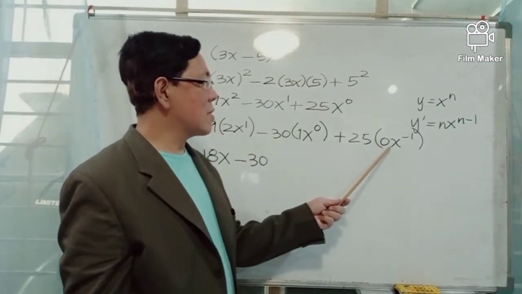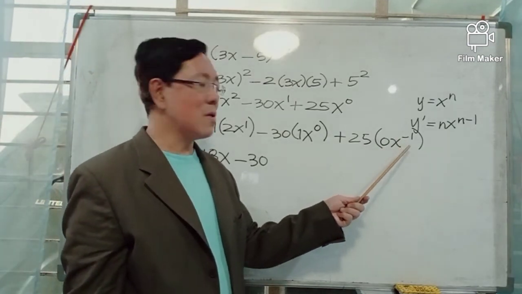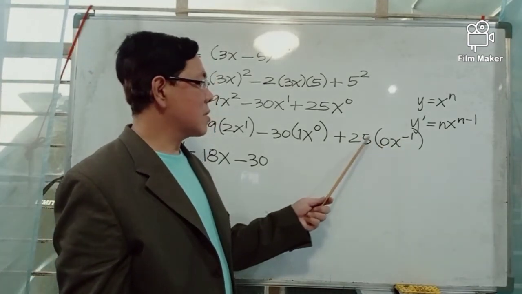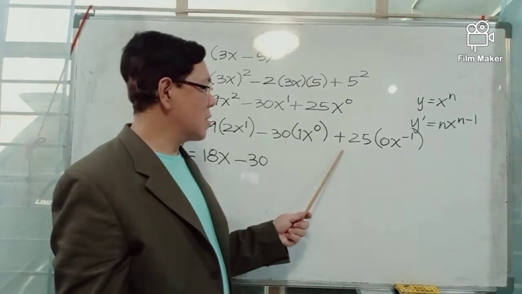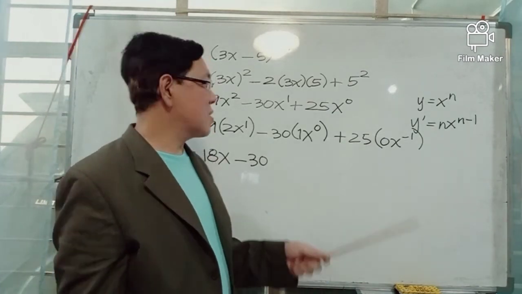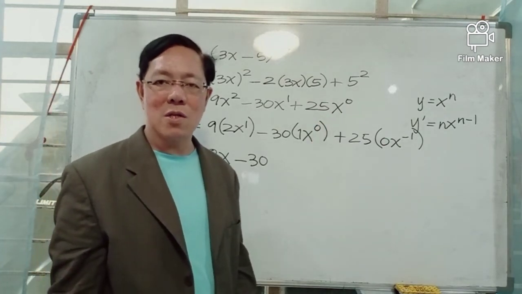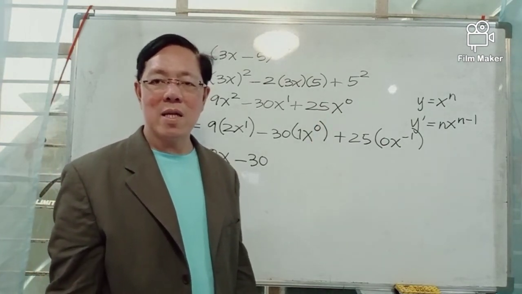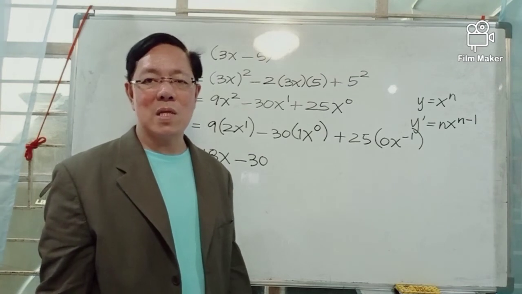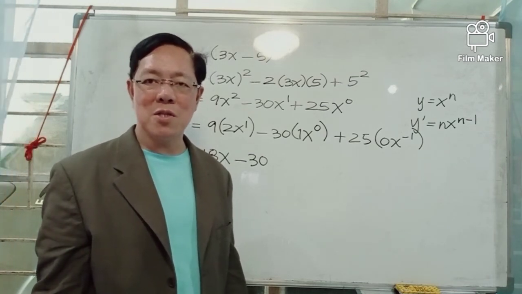And here, 0 times x to the negative 1 is 0. 0 times 25 is 0. So the last term is 0, which means that the derivative of any constant is 0. Derivative of any constant is 0. That is actually one of the theorems for differentiation.